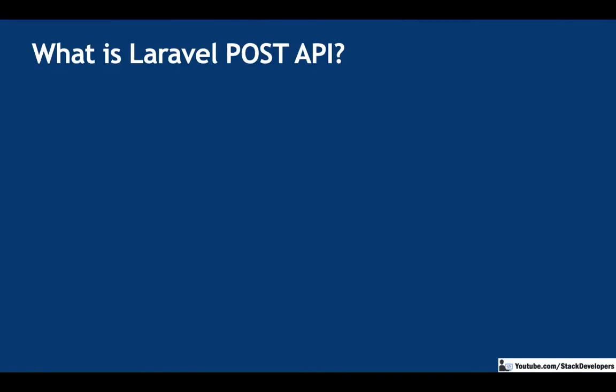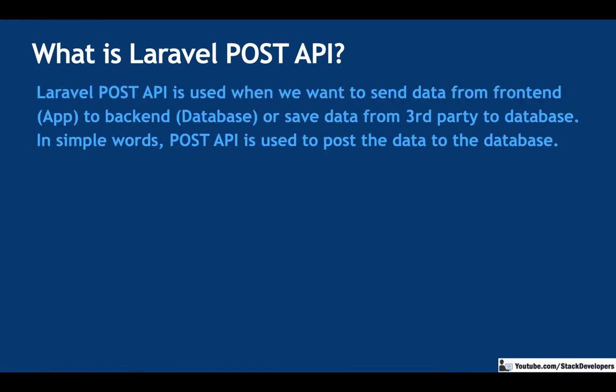Now we are going to see the next question. What is Laravel Post API? Laravel Post API is used when we want to send data from front end to back end, like from an app to the database, or save data from a third party to the database. In simple words, Post API is used to post the data to the database. Like earlier in Get API, we fetched the data and showed it to the third party to display in an app or some other place. But here in Post API, we are required to get the data from the third party and post it into the database.